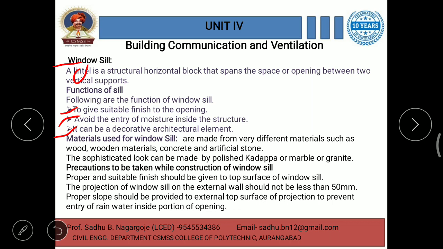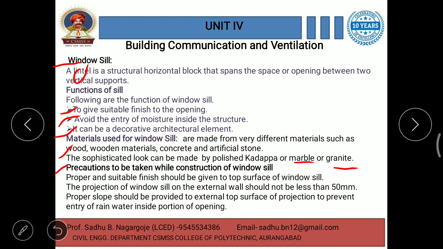The materials used for the window sill: the sills are made from very different materials such as wood, wooden materials, concrete, and artificial stone. All these materials can be used as sill material. The sophisticated look can be made by polished kadapa or marble or granite. All these special materials are also used for making the sill.